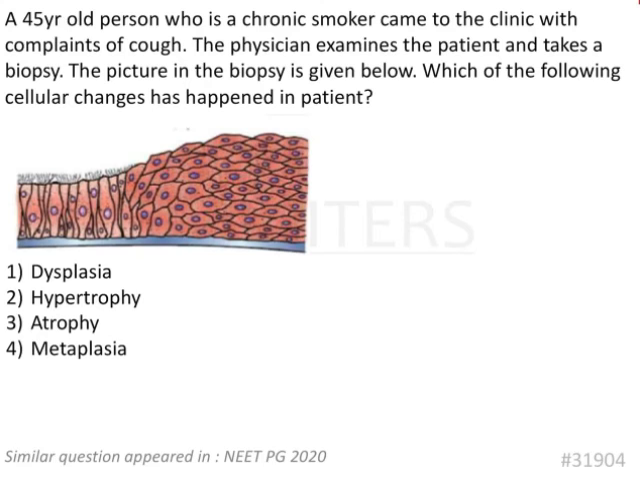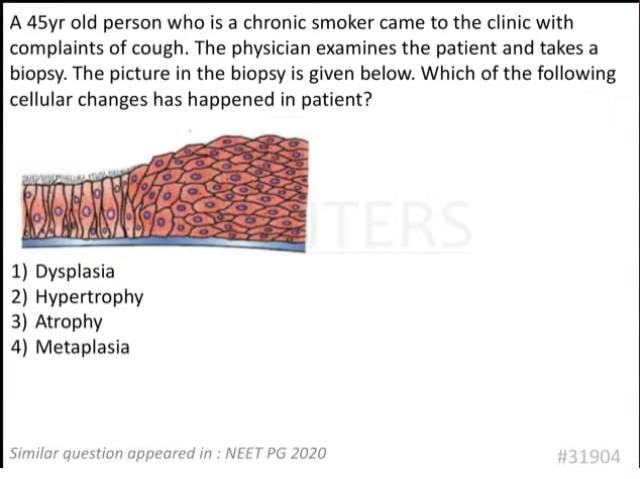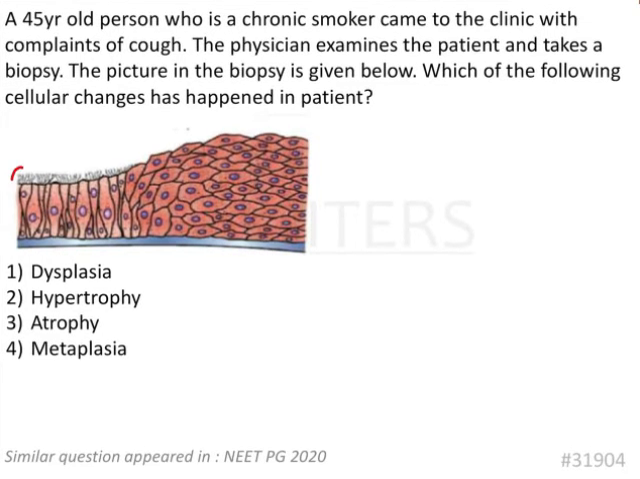So let's read the last statement here. Which of the following cellular changes has happened in the patient? There is a figure shown here. Here you can see the microvilli and the columnar cells, right? And immediately near this the cells are totally different. These are polygonal cells which are seen here.